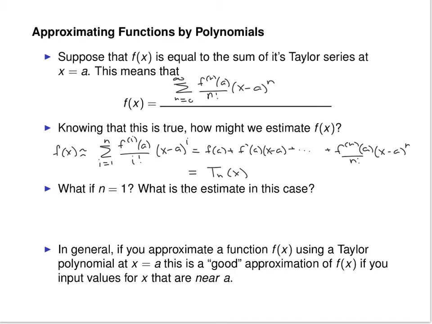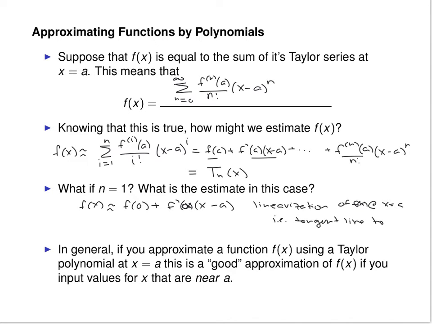Okay, and just to point out that you've actually already done this, we just didn't call it this. What if n is equal to 1? What is the estimate in this case? Now, if n equals 1, we just have these first two terms, and we say that f of x is about equal to f of a plus f prime of a times x minus a. That is the linearization of f of x at x equals a, i.e. the tangent line to your function at x equals a.